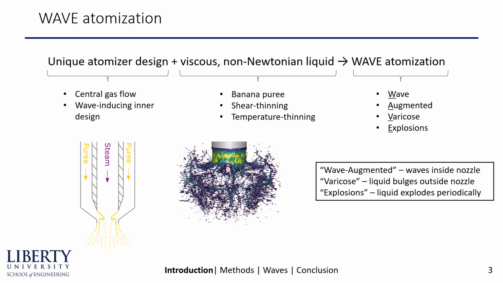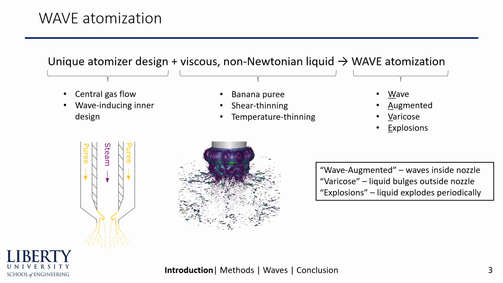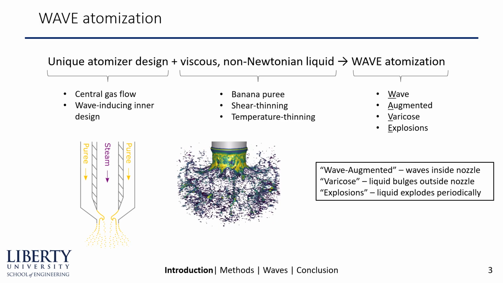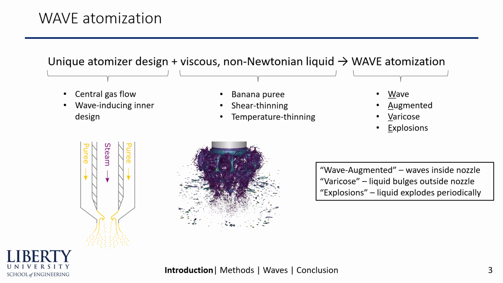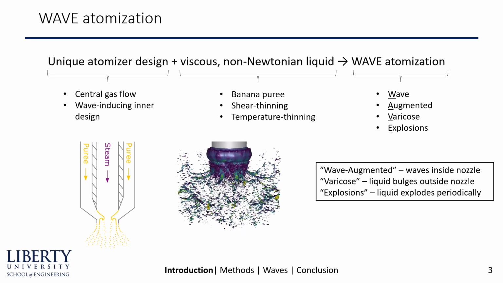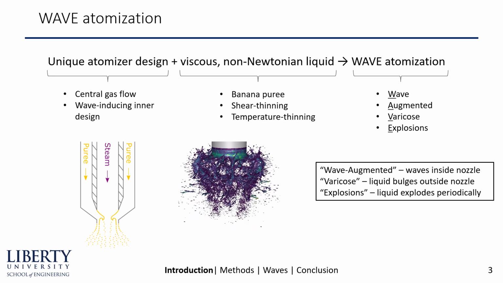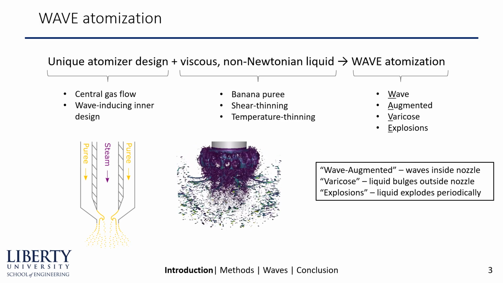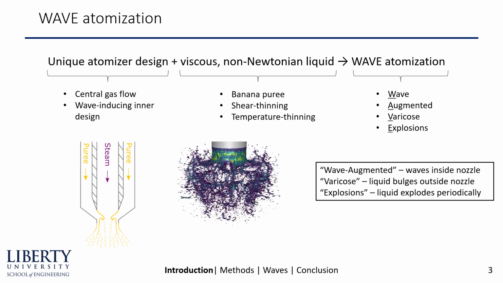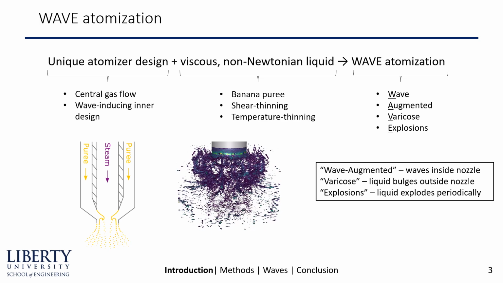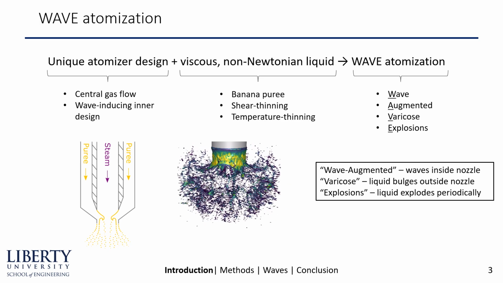This is the wave atomization process where these waves form that we want to study. It combines a unique atomizer design with a viscous non-Newtonian liquid to produce what we call wave atomization, wave augmented varicose explosions. You can see an animation of it in the middle of your screen there. So the atomizer design has a central gas flow instead of an outer gas flow. This is the opposite of a standard twin fluid atomizer design.